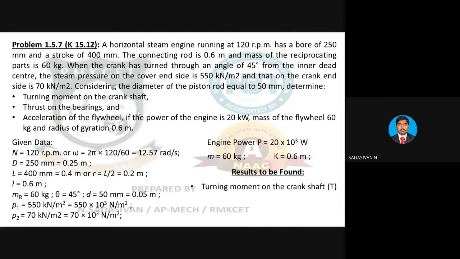I'm going to find out turning moment on the crankshaft, torque. Turning moment and torque are same. Okay, T, right? Thrust on the bearings FB. This is the perpendicular component of FQ. The last one is acceleration of the flywheel alpha. So angular acceleration. Why am I saying angular, why not linear acceleration for a flywheel? Because the flywheel is rotating. When I just say flywheel acceleration, it means angular acceleration only, because the motion is rotation.